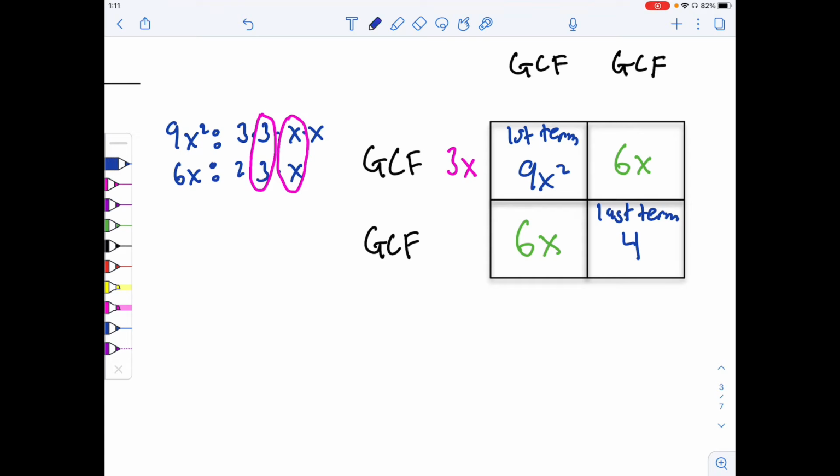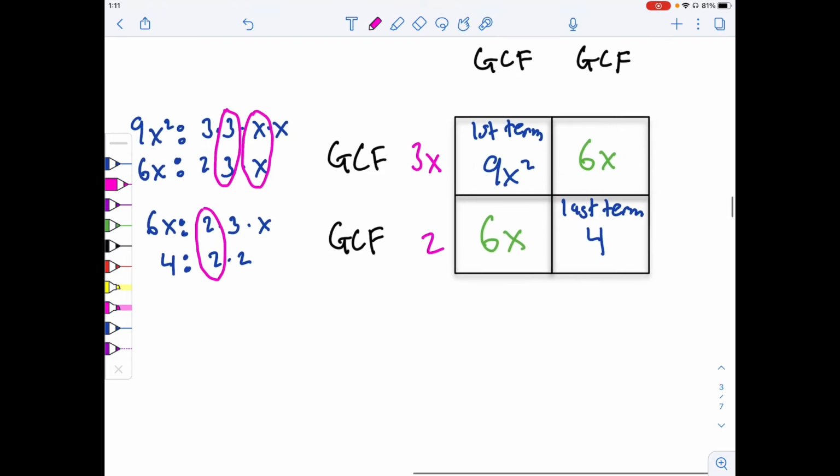Then we go to the next row. We have 6x and 4. So 6x, 6 is 2 times 3 with 1 x. 4 is 2 times 2. And look at what's common. Only the 2 is common, so positive 2 goes there.